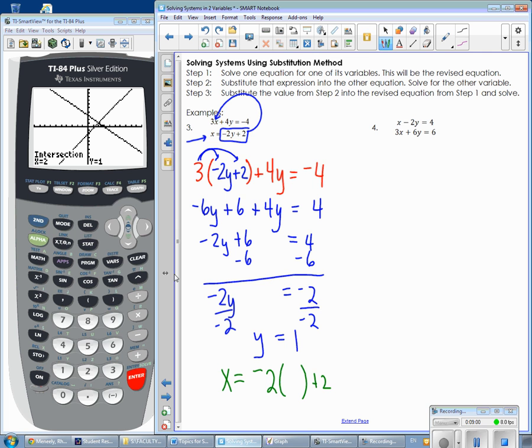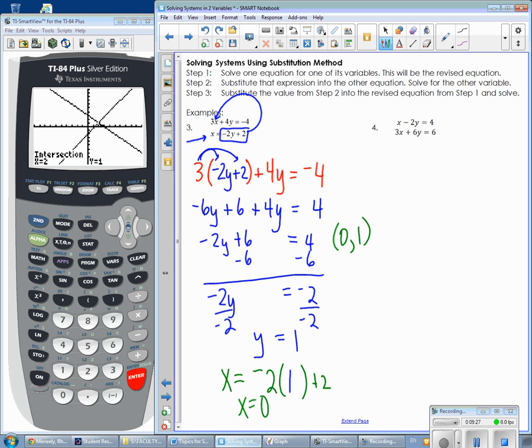And so now, since I know that y is equal to 1, I'm going to go ahead and plug that in and then simplify my expression. So negative 2 times 1 is just negative 2. And if I add 2 to that, I get that x is equal to 0. And so when you write your answer, we usually write it as an ordered pair because if you remember from the graphing, the solution to a system is just a point on the graph where the two lines intersect. So we list our x value first and then our y.